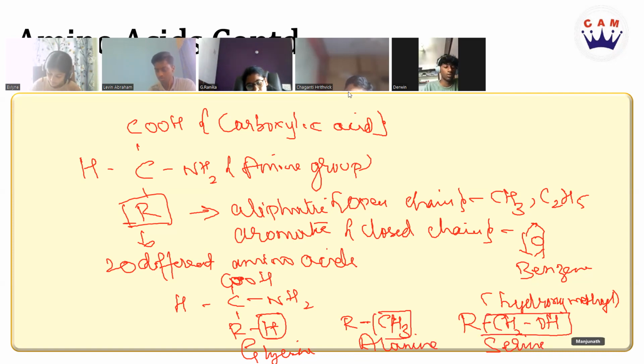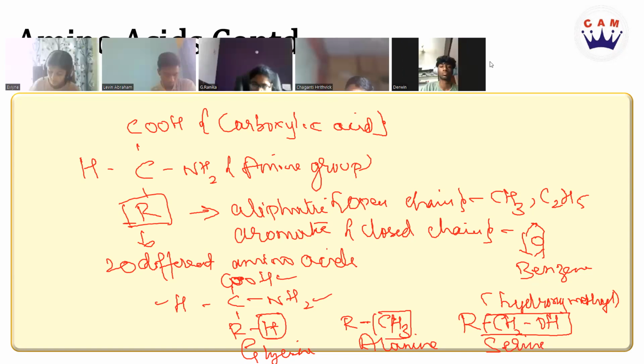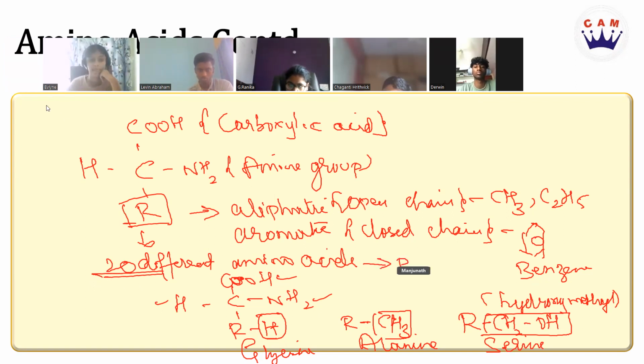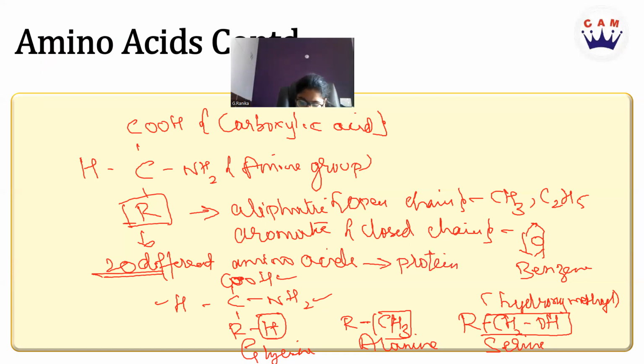If you type in Google images, you find all 20 different amino acids, where in all the 20 different amino acids, these 3 functional groups will remain the same. But what is different from one amino acid to another is just the R group that makes 20 different amino acids that contribute to the structure of the protein. Hope it is clear for you.